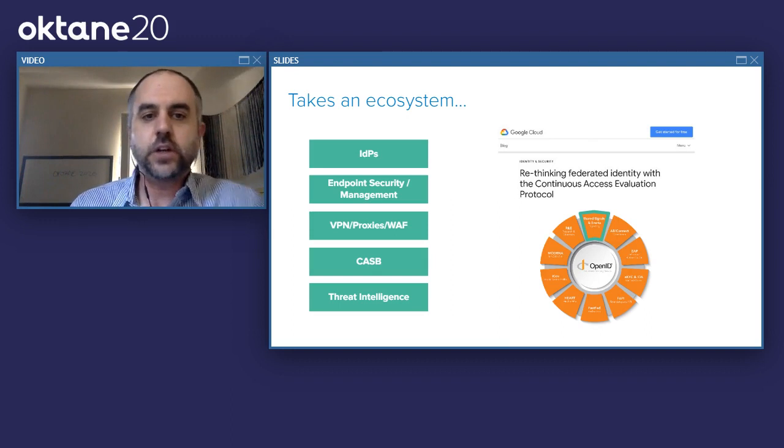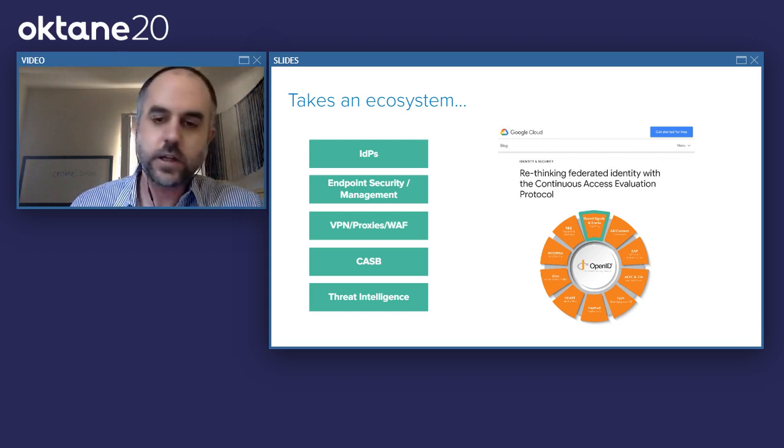And so the idea of shared signals is that it enables an ecosystem to solve a very challenging problem set. A lot of thinking has been started in this area around continuous access evaluation. It started with a protocol called CAPE, Continuous Access Evaluation Protocol, that has now moved into the OpenID Foundation as part of the Shared Signals and Events Working Group to try to define the standard for how these shared signals should work in the enterprise. And the idea is that identity providers, endpoint security management providers, networking device and equipment providers, CASBs, and threat intelligence providers can all build an ecosystem around publishing and sharing these events to provide continuous access evaluation.